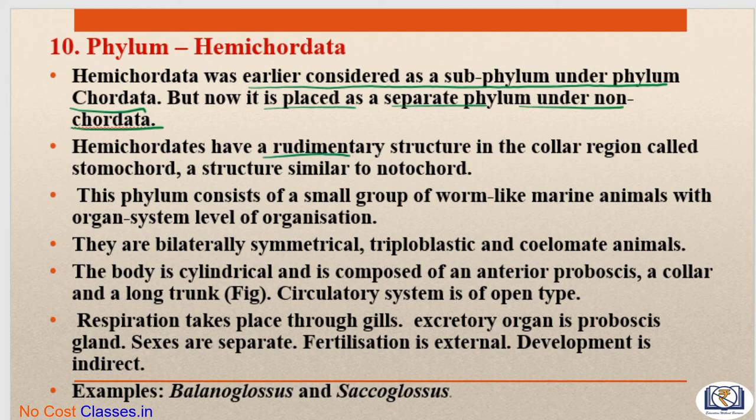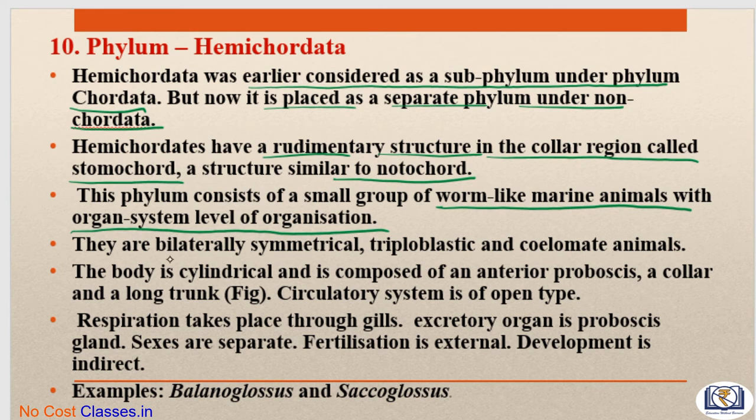Hemichordates, they have a rudimentary structure in the collar region that's called the stomochord. Stomochord as a structure, rudimentary means a kind of structure present only, non-working you can say, which is similar to the notochord. What is notochord? I've already explained what is notochord. This phylum consists of a small group of worm-like marine animals with the organ system level of organization. They are bilaterally symmetrical, triploblastic, coelomate animals. The body is cylindrical and composed of an anterior proboscis, important point, a collar and a trunk. So, diagram mein, 1 minute.